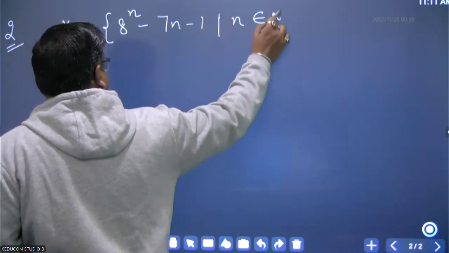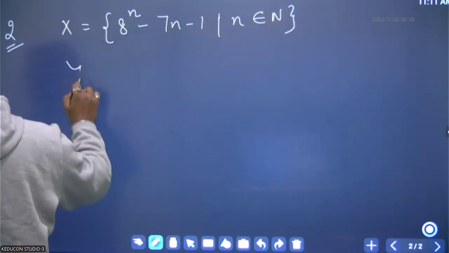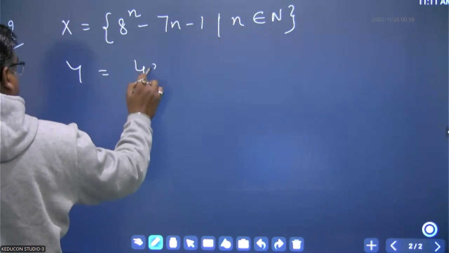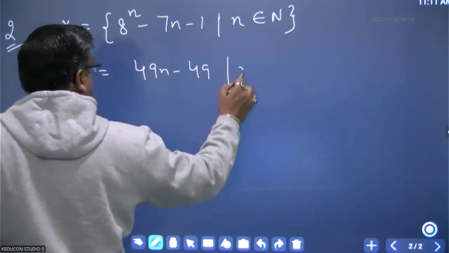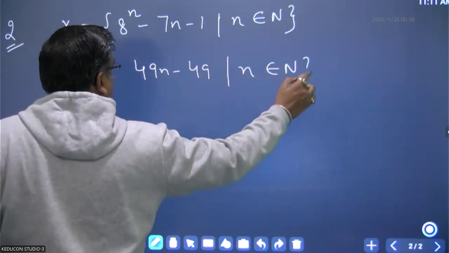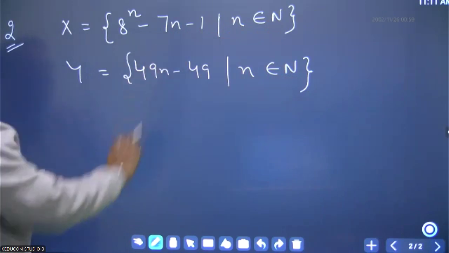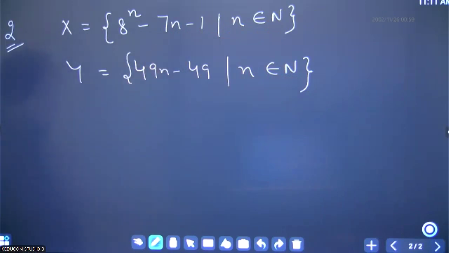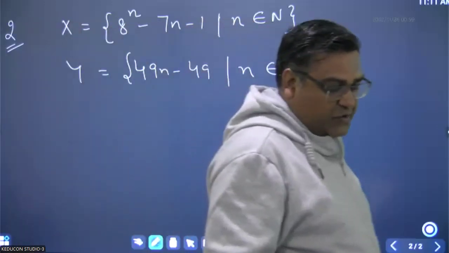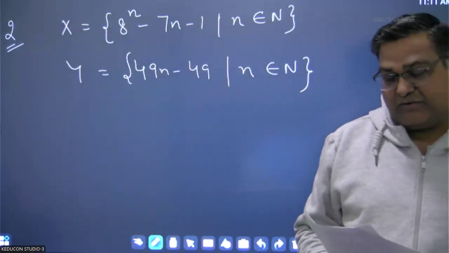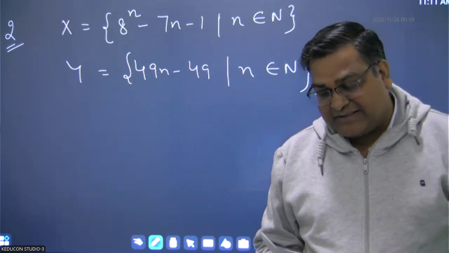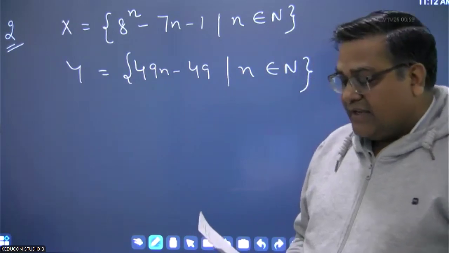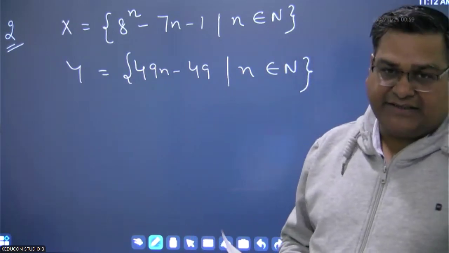n belongs to natural numbers and y is equal to 49n minus 49, right? And n is again the natural number. So this is the correction. Please make this correction. 8 raised to power n minus 7n minus 1, and n is a natural number. Now what we have to do, we have to check whether x is a subset of y or y is a subset of x, or x equal to y, and x intersection y is phi, right?